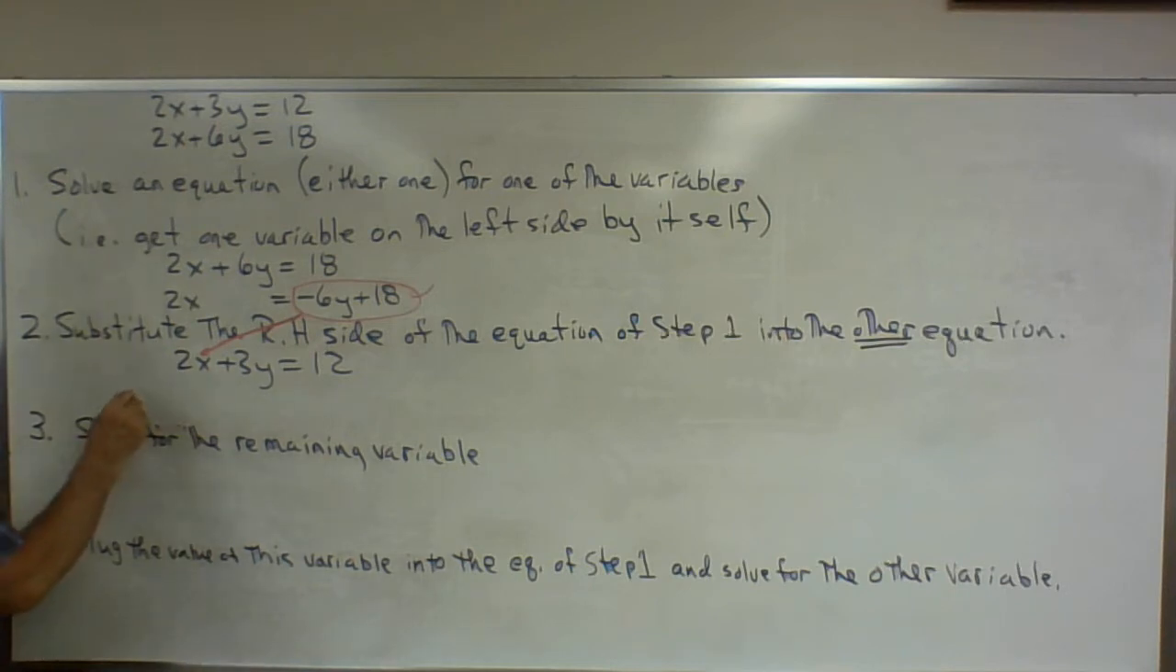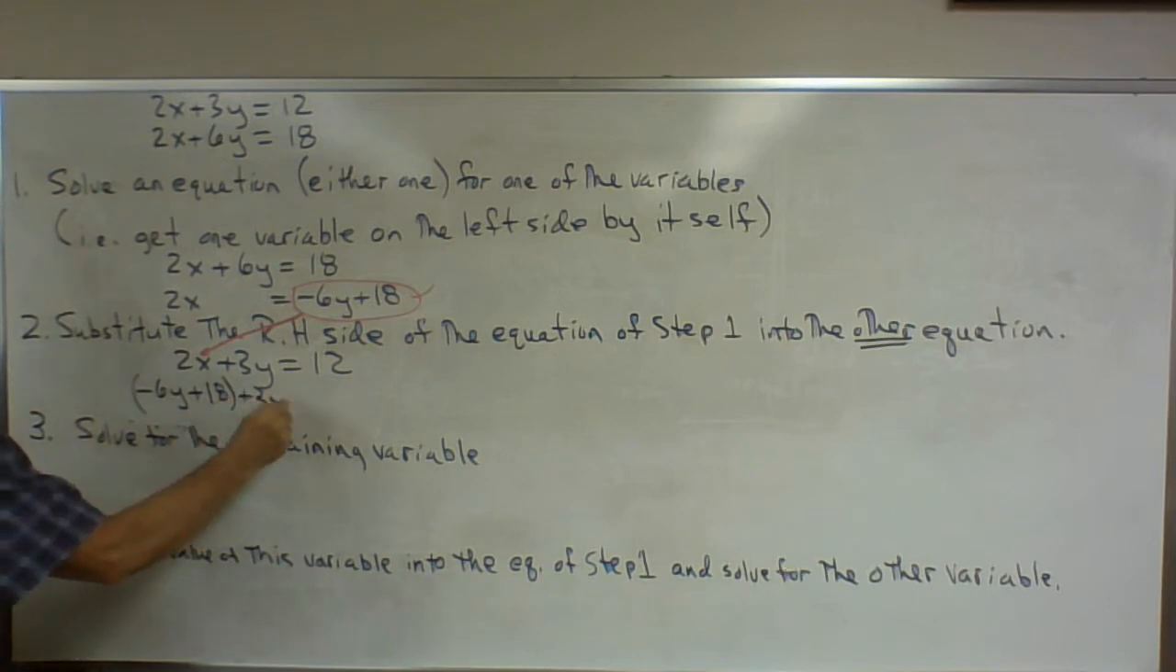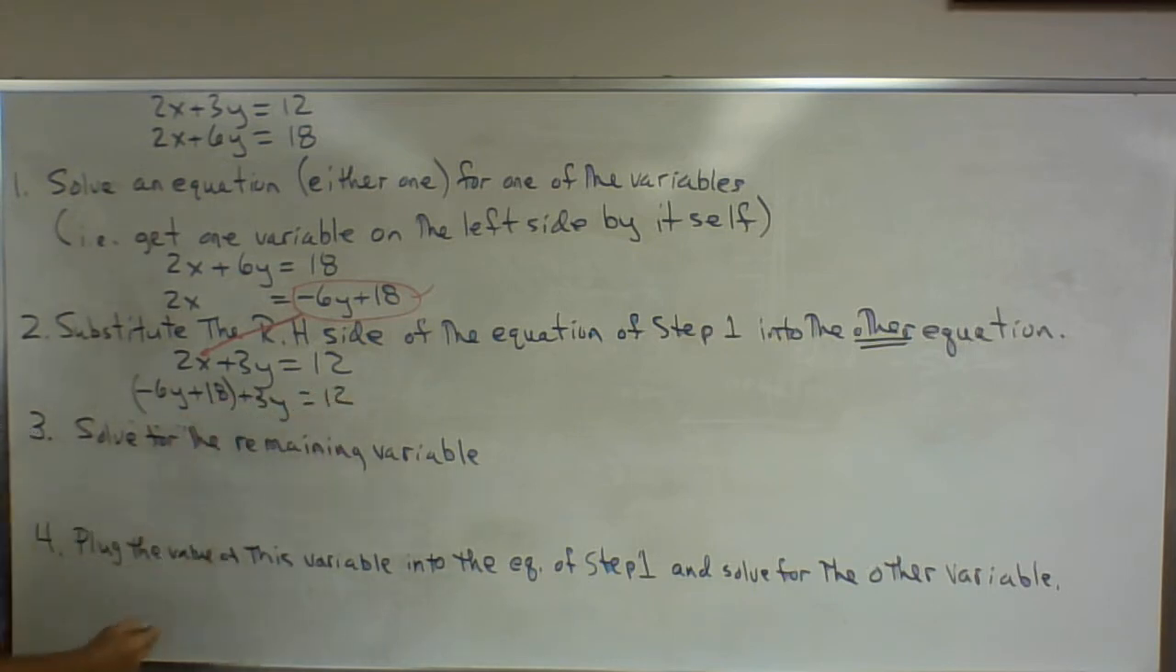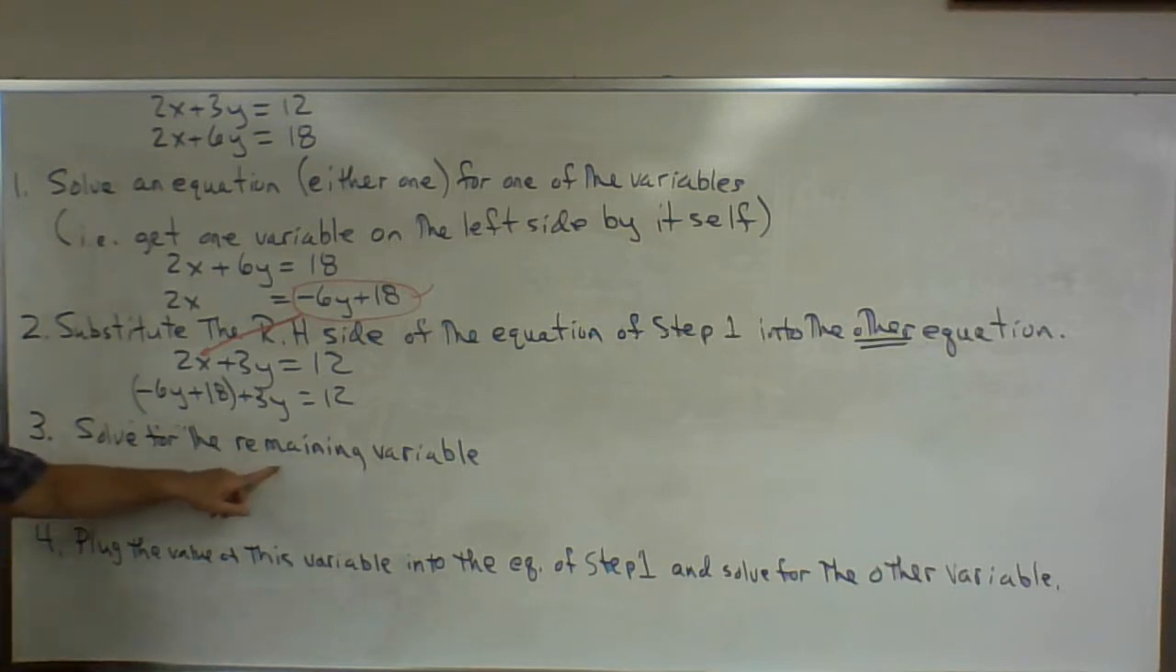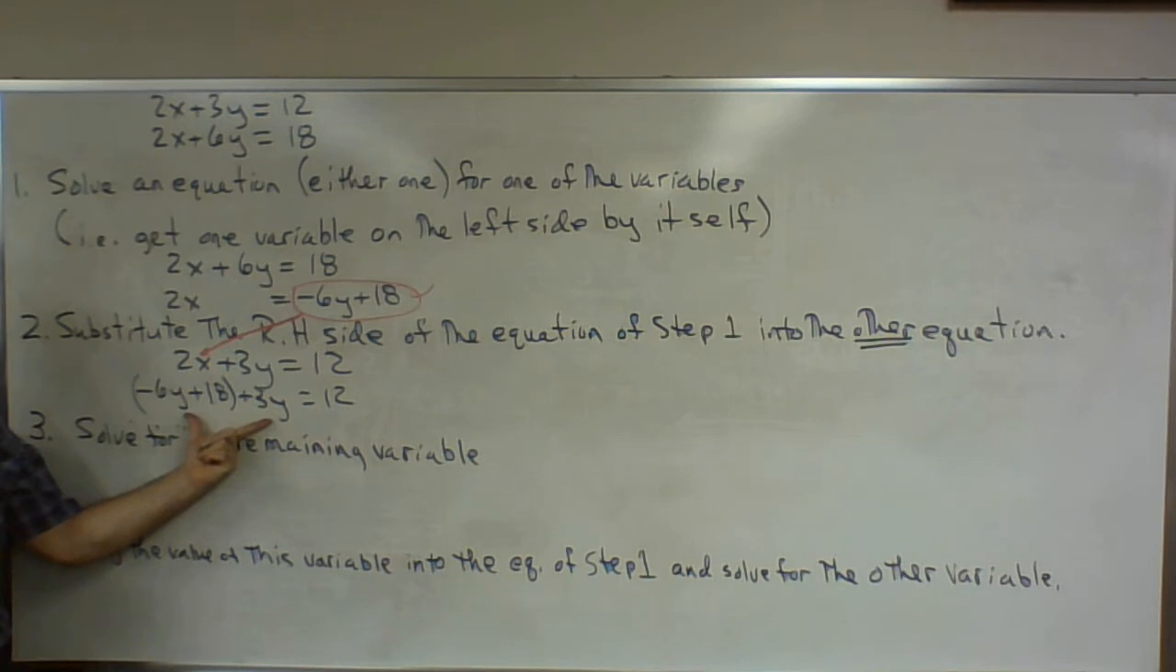And that will give me negative 6y plus 18 plus 3y equals 12. Oh, that looks so much better. Solve for the remaining variable. This is the variable that remains right here. Solve for y. This is the variable that remains.